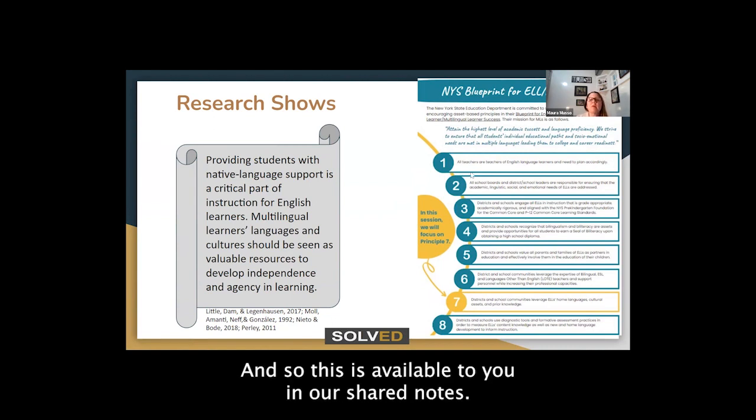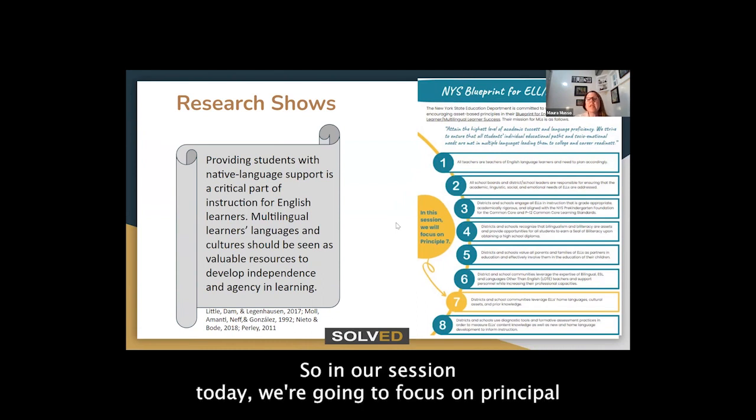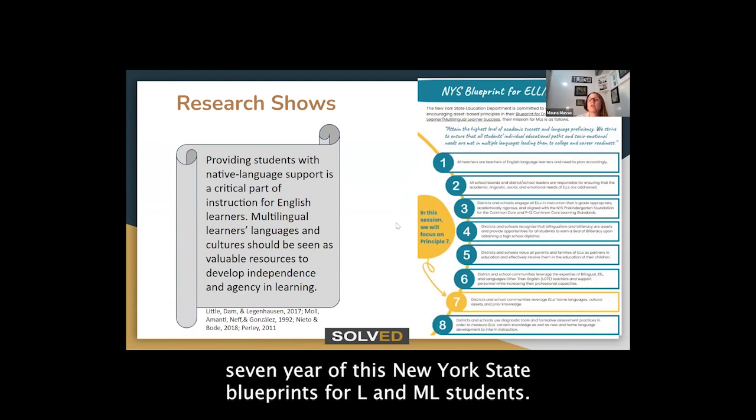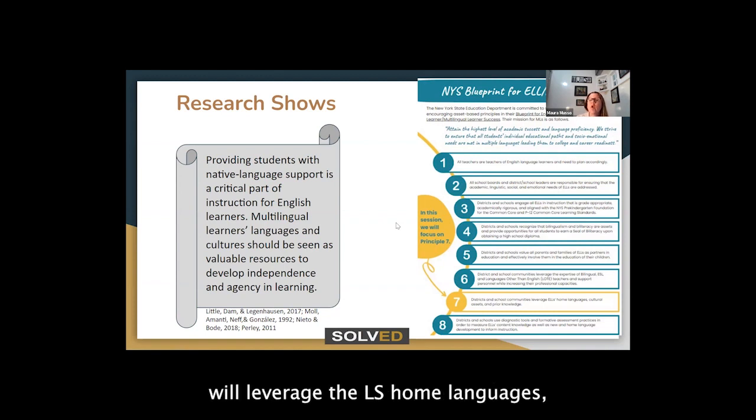This is available to you in our shared notes. I have a clip of this and a link to this for you to take away as well. In our session today, we're going to focus on Principle 7 of this New York State Blueprint for ELL and ML students. In this, Principle 7 is that districts and school communities will leverage the ELL's home languages, cultures, assets, and prior knowledge.